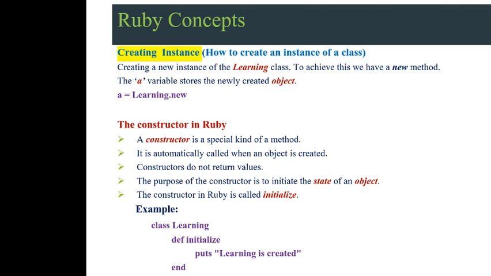Any question here? All right. So these are fundamental things. Blueprint, and how do you create an object from that? That is done by calling the new method.